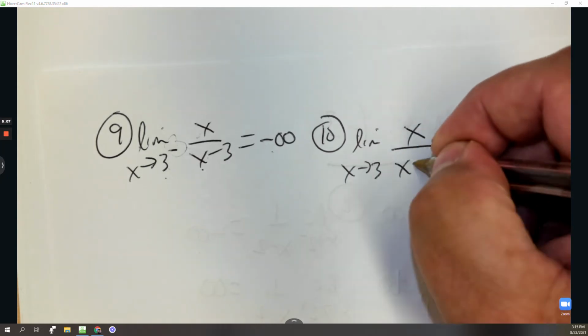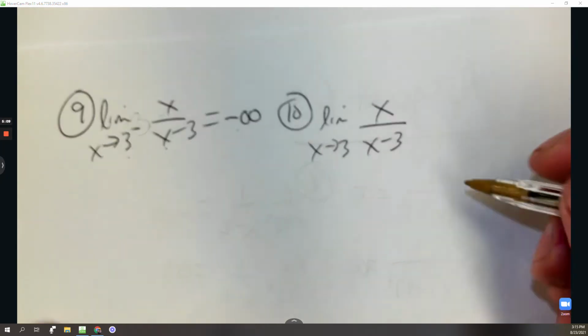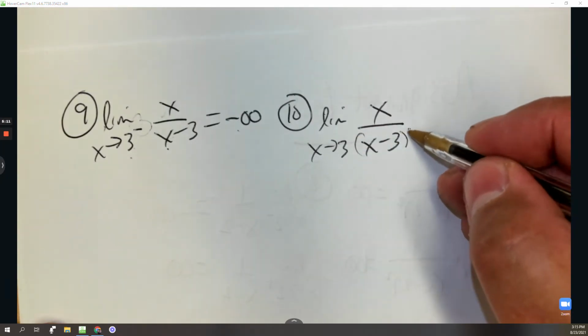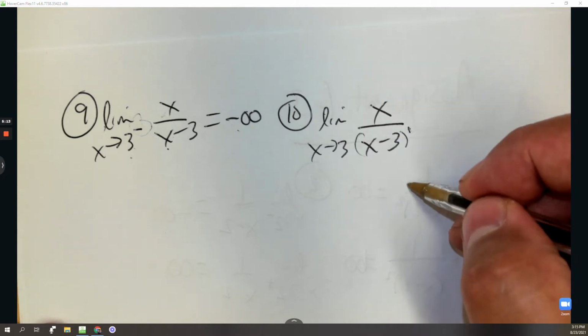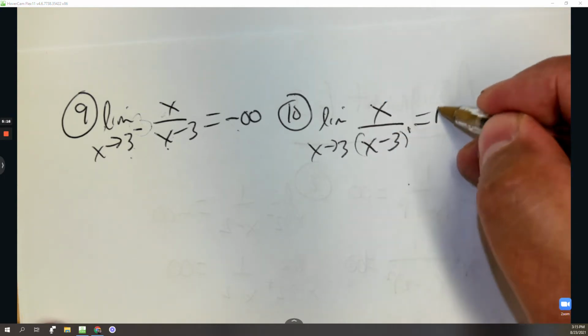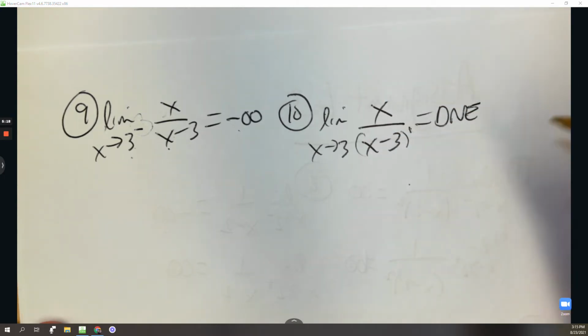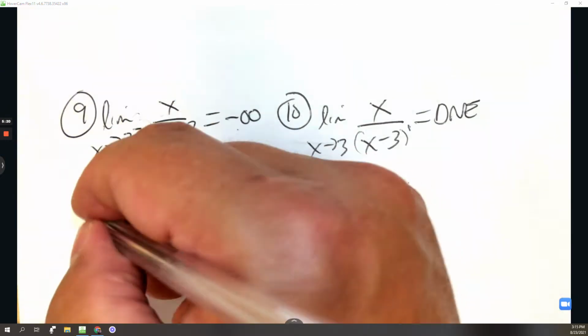If it's not one-sided, and this is an odd vertical asymptote, it goes up one way and down the other way. It's not removable. So this one doesn't exist because they don't go in the same direction and it's not one-sided.